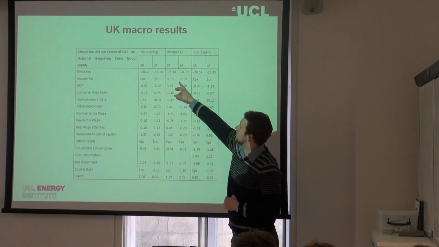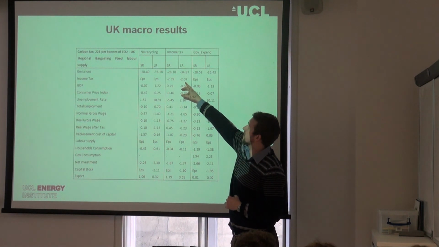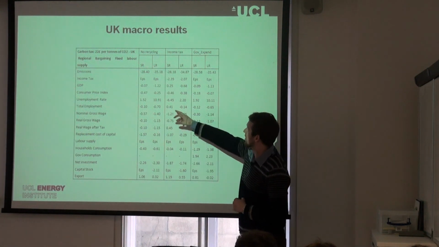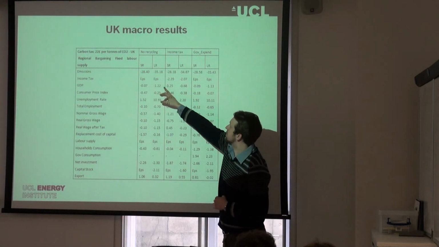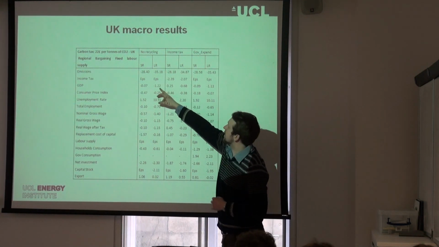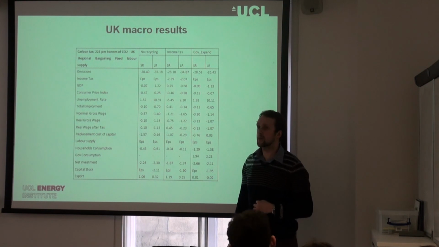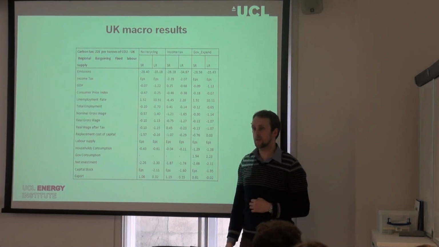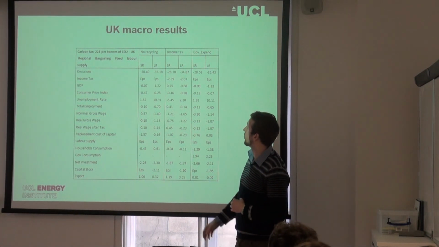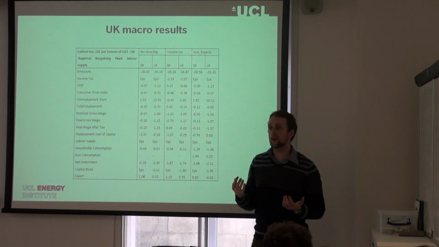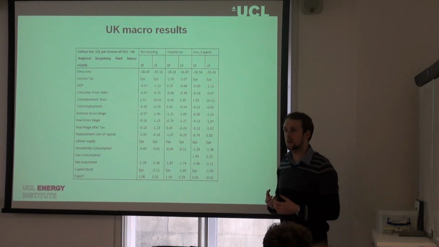You can see here that there's a decrease in the income tax of these percentages compared to the base year, and this is the effect on GDP. So you can see that where there's no recycling and there's just a tax introduced, you have a reduction in GDP of roughly about 1.2%. But where you then reduce income tax, it has a lessening effect on GDP.